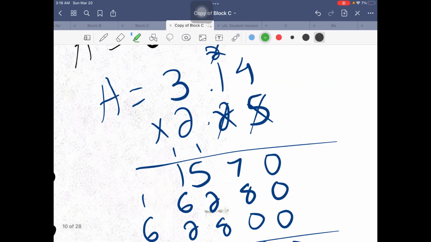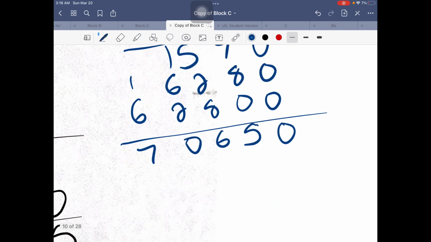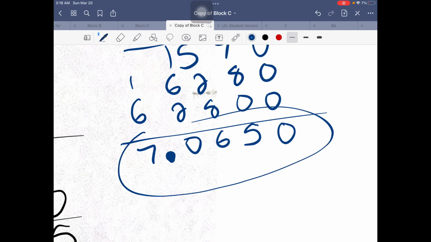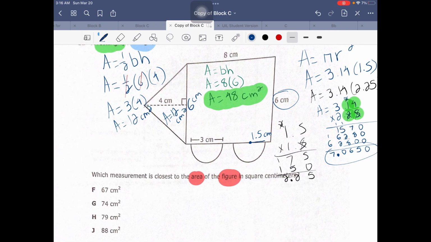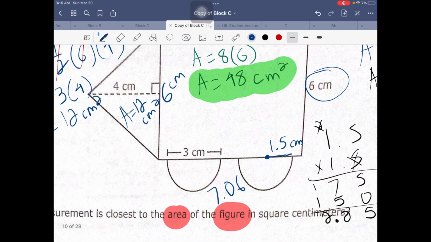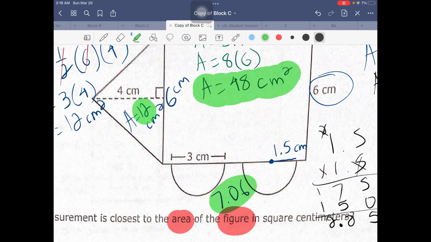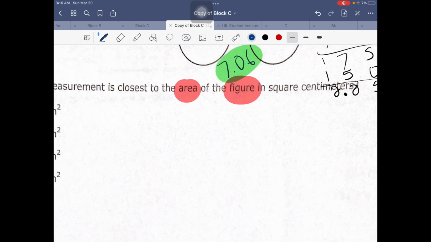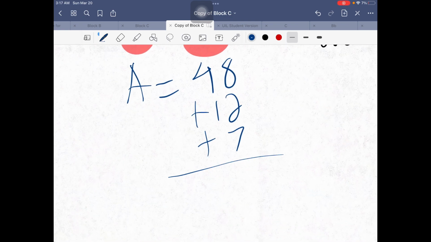How many decimal places do I have? 1, 2, 3, and 4. That means I have 7.06. Now, what am I going to do if the area for the circles is 7.06, 12, and 48? Well, to find the area for everything, I'm going to have to add them up. As soon as I add them up, I get my answer.